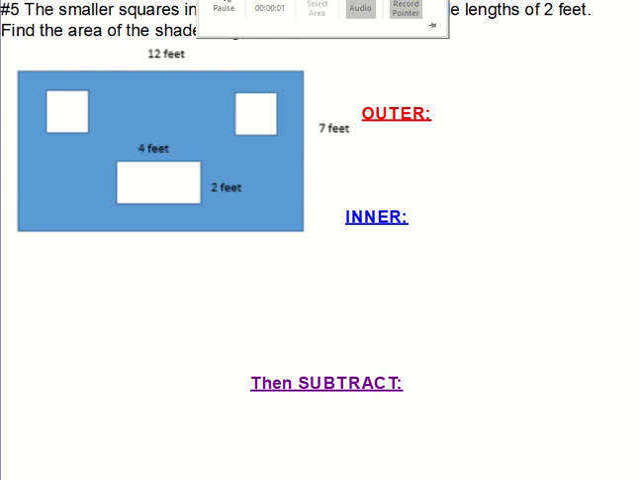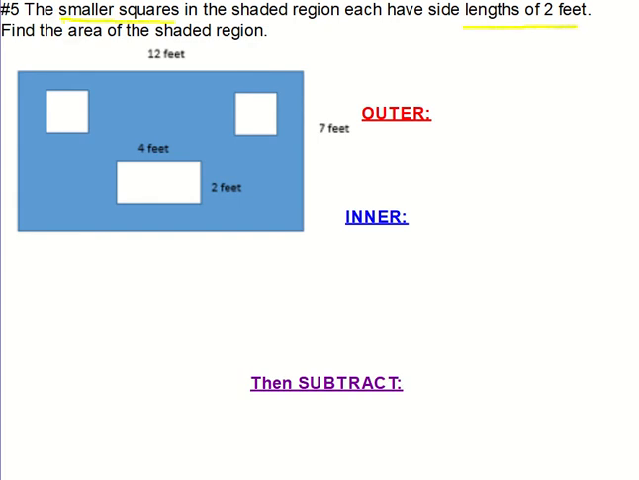Number 5. The smaller squares in the shaded region each have side lengths of 2 feet. Find the area of the shaded region. So, first I just want to point out that in this text it says the smaller squares in the shaded region each have side lengths of 2 feet. Okay, and we're finding the area of the shaded region.